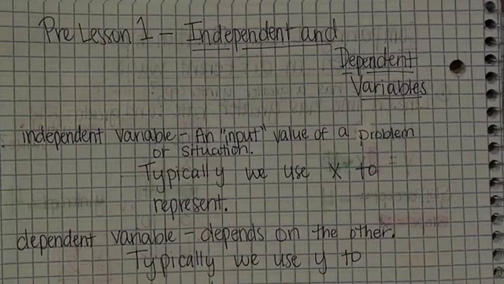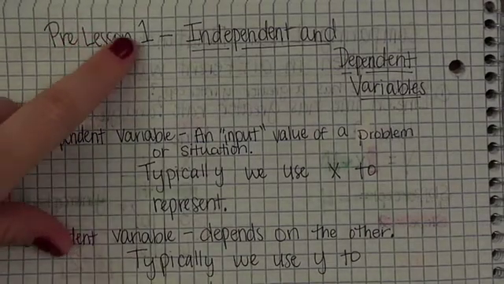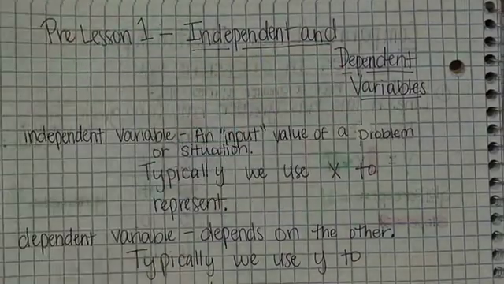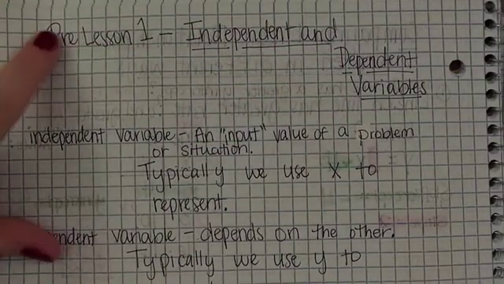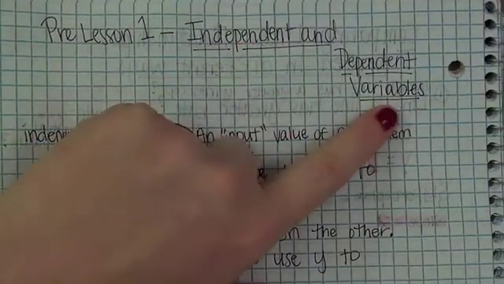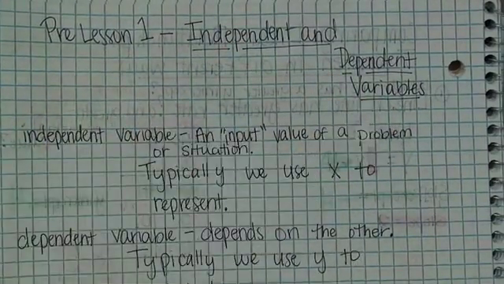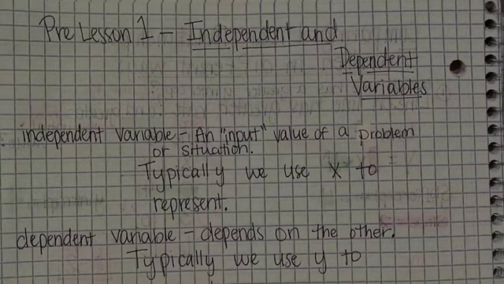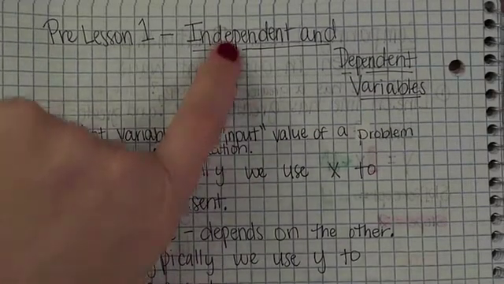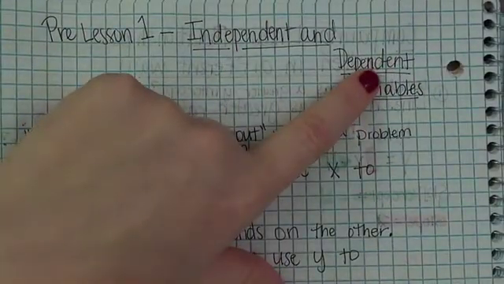So this is actually a kind of a pre-lesson. We need to define a few things before we go to the next lesson. So this is independent and dependent variables. You've probably talked about this in your science class. I can't remember the terms exactly that they use, but we use independent and dependent variables.